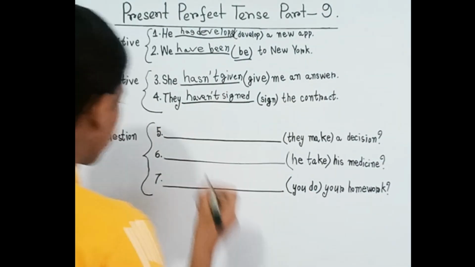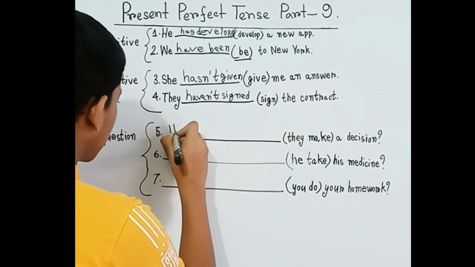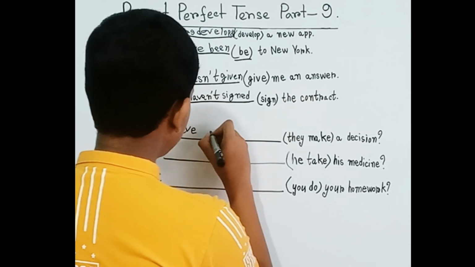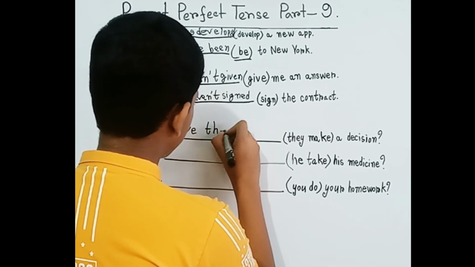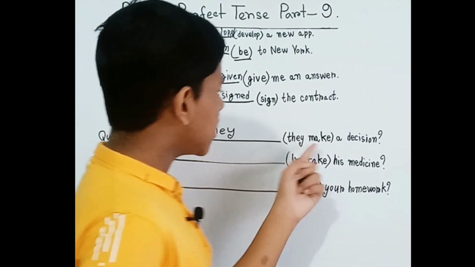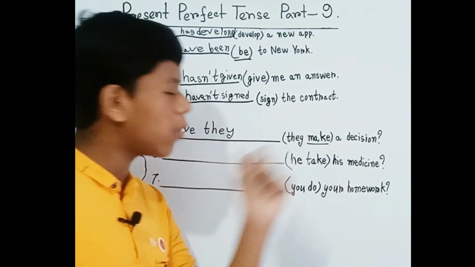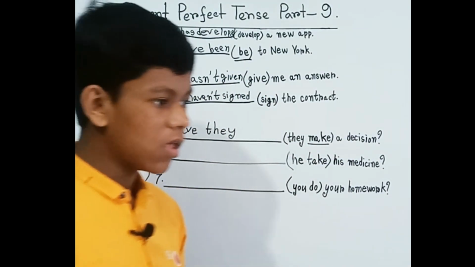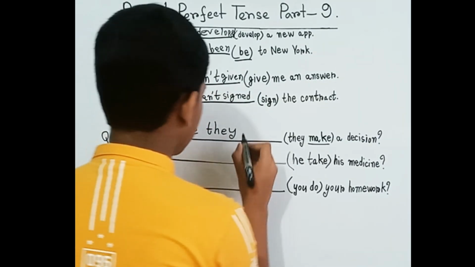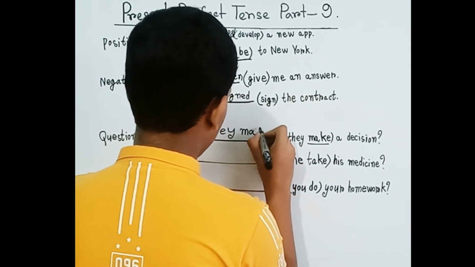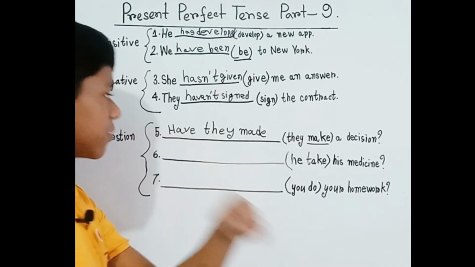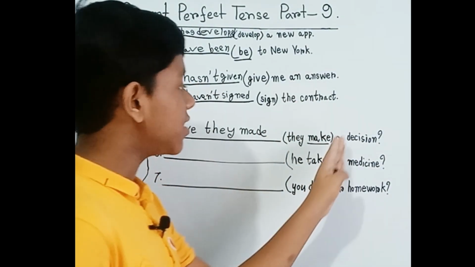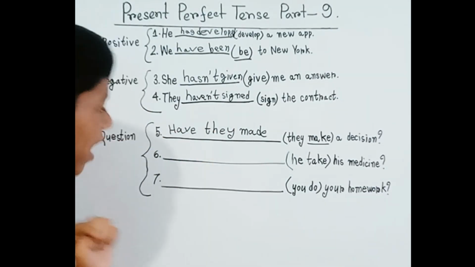Have. So we can write here, H-A-V-E, have they. What is the past participle form of make? Make, made, made. Okay, so we can put it here. Then it becomes: have they made a decision? Which indicates from past to present.